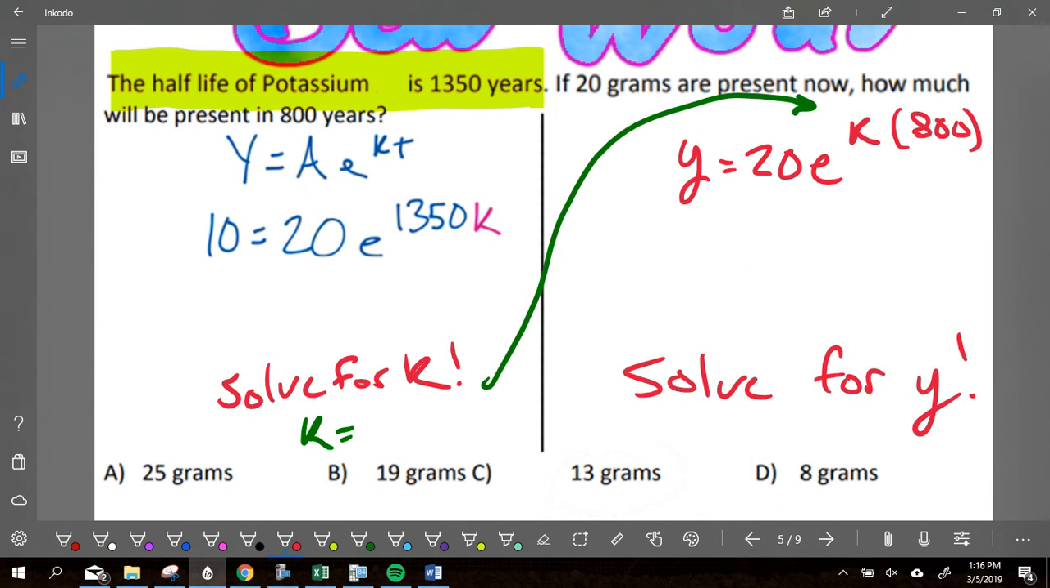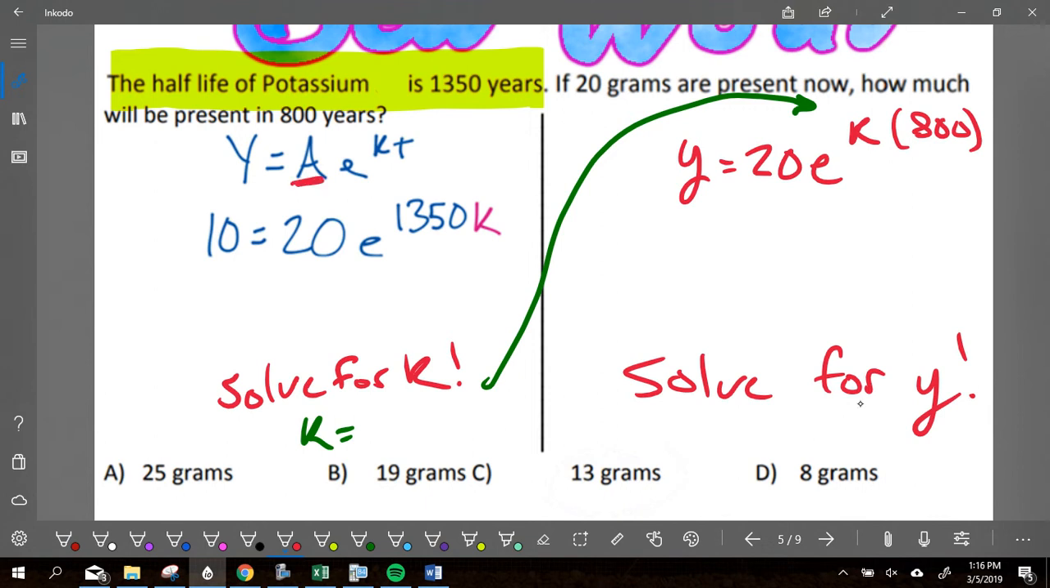Doesn't really matter. The key to these types of problems is the first thing you need to find with them always is your constant, that rate of change. Okay, that's the k in this question. The k is going to tell you how fast does it grow or how fast does it shrink. And so for this question right here, we are going to find k given on that first statement. It says the half-life of potassium is 1,350 years.